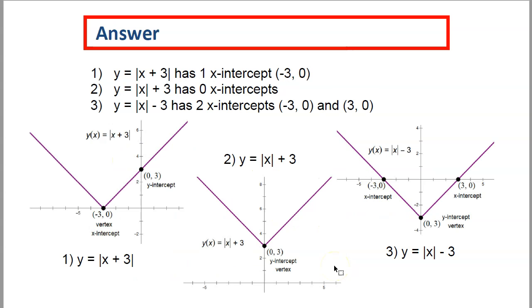So our answers are y equals the absolute value of x plus 3 has 1 x-intercept, -3, 0. Y equals the absolute value of x plus 3 on the outside has 0 x-intercepts. And y equals the absolute value of x minus 3 has 2 x-intercepts, -3, 0 and 3, 0.